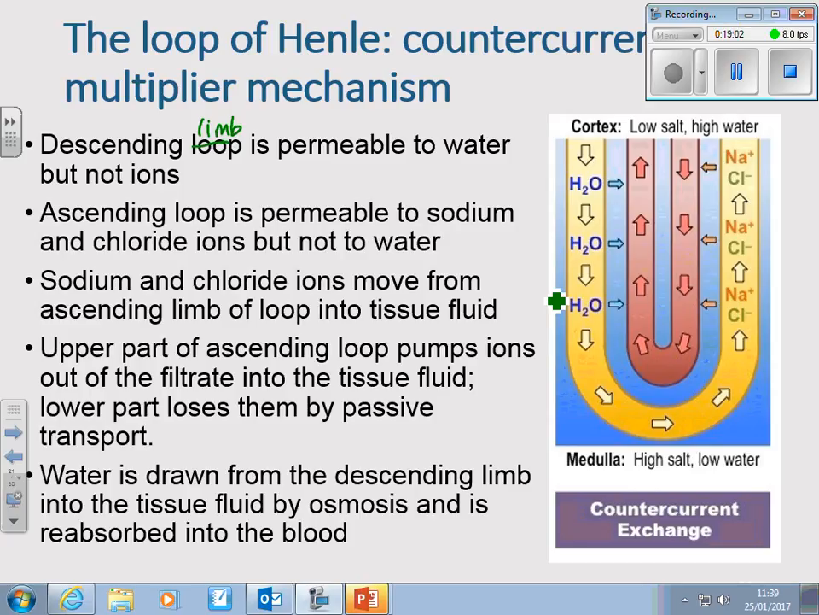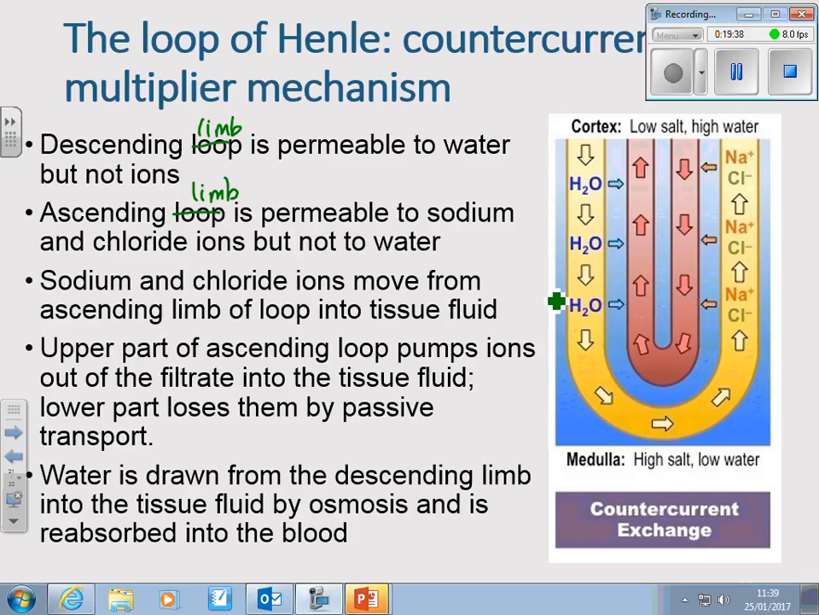All right, now the ions we're talking about particularly are sodium ions. They tend to be accompanied everywhere by chloride ions. They always like to hang around together for obvious reasons. So the descending limb, you can't move any sodium chloride in or out of it. It's permeable to water, but not to the ions. On the other hand, the ascending limb, the one that goes up on the right side of the diagram there, is permeable to ions, particularly sodium, accompanied by chloride, but not to water.